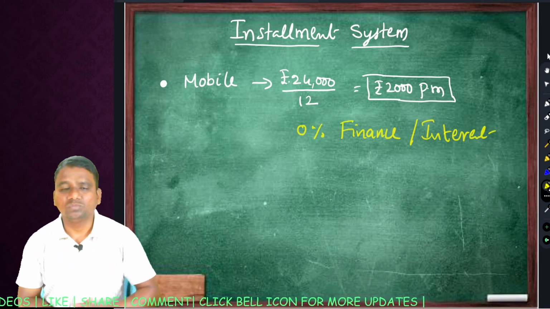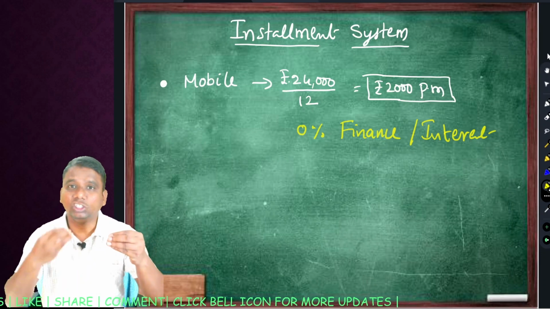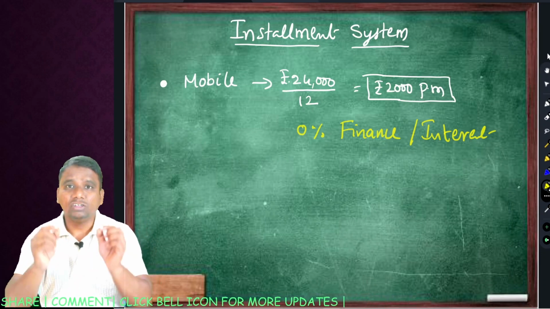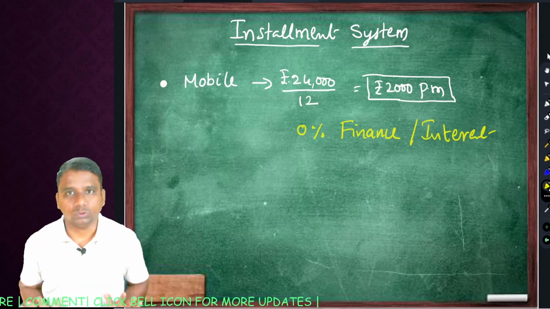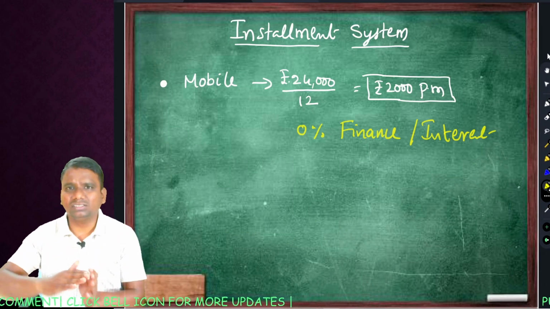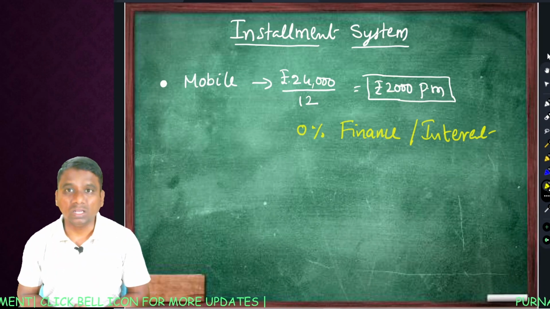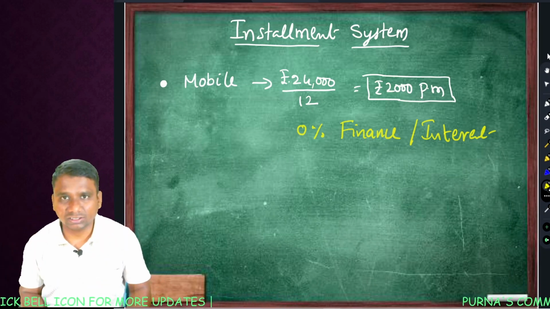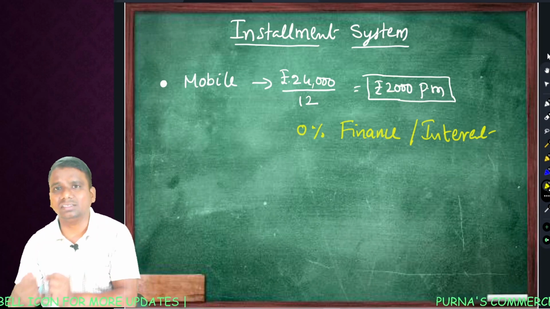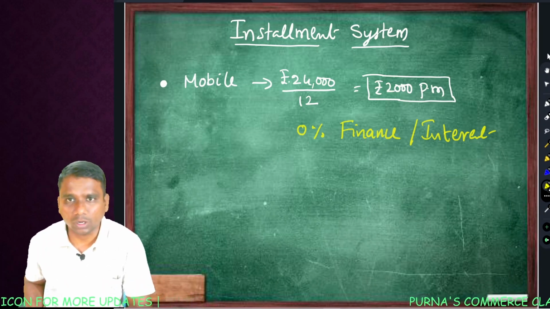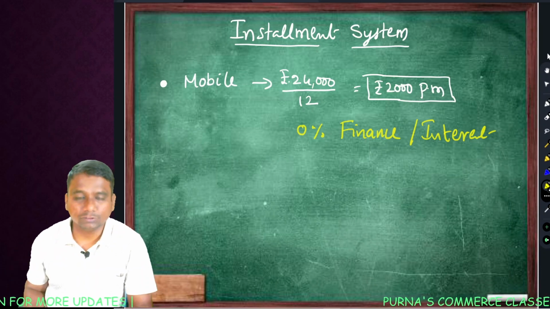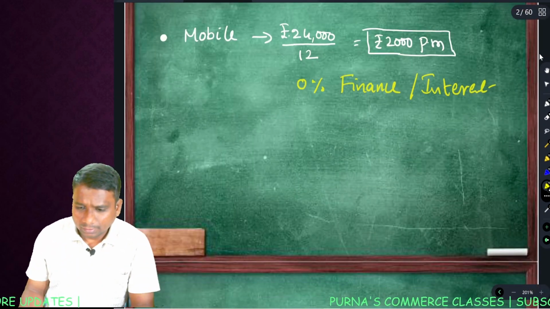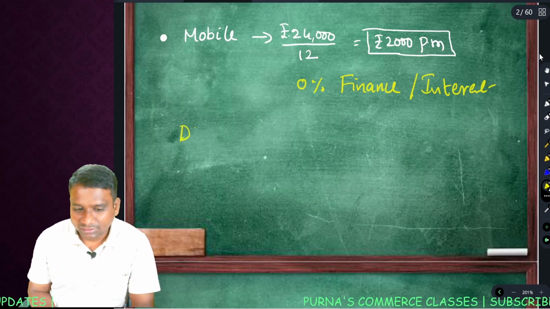Advantages, what? The consumer can buy and use that product without paying the total amount. Yes or no? And what is the advantage for the seller? The seller is selling, he can cope up his sales and he receives the same amount in installments. Okay, so this is the advantage for both the people. At the same time, there are some disadvantages.